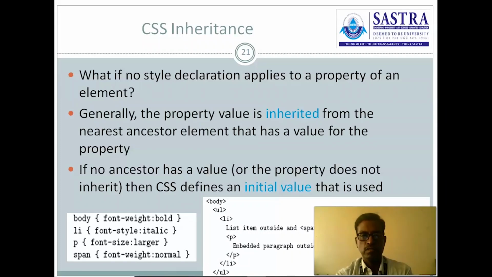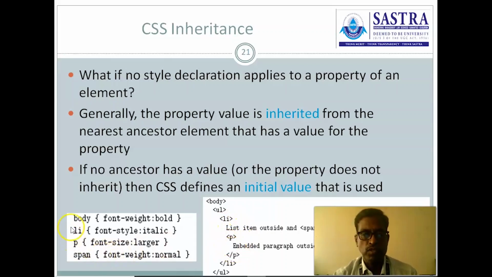So in that case, what I am doing, I am declaring certain properties for certain elements. All those elements have an inheritance relationship or hierarchical relationship. See the HTML content, body tag. Within the body tag, unordered list UL is available. Within UL, LI is available. Within LI, P, the paragraph tag, is available.